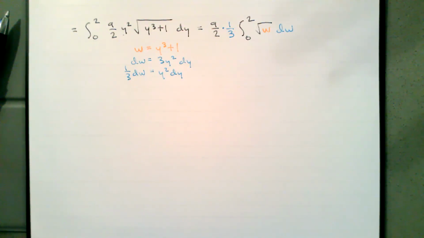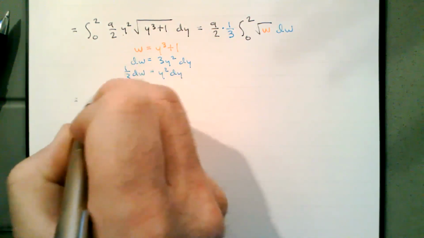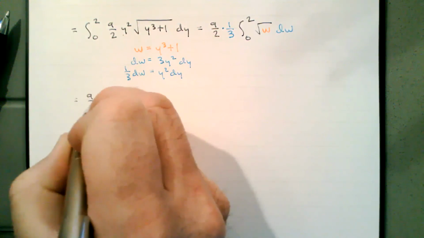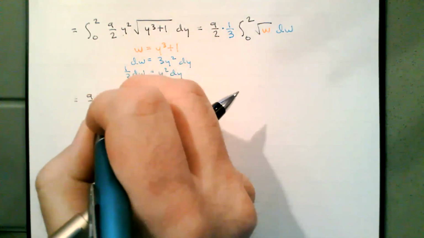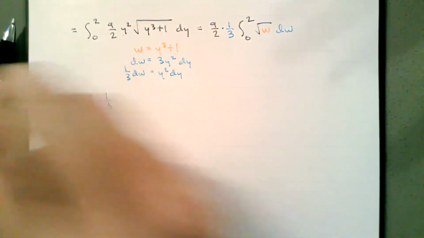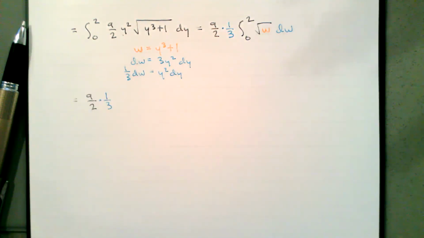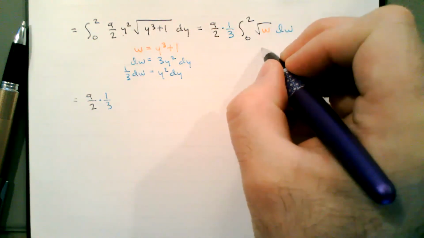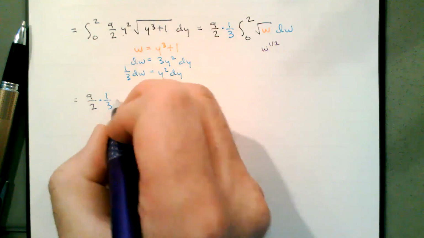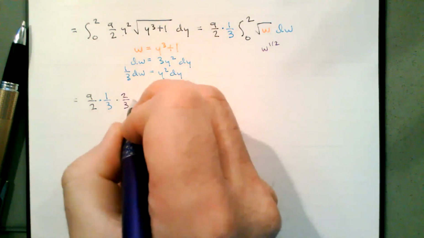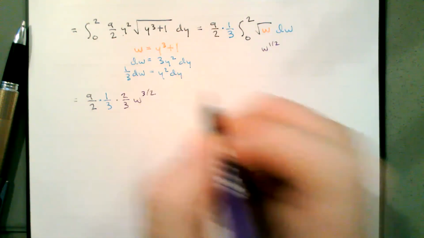So the integral of the square root of w, that's w to the 1/2 power. So we're going to have 2/3 w to the 3/2. So I've got this 9/2, and then I've got the 1/3. Then I've got to integrate the square root of w, and this is w to the 1/2 power. So we'll have a 2/3 w to the 3/2.